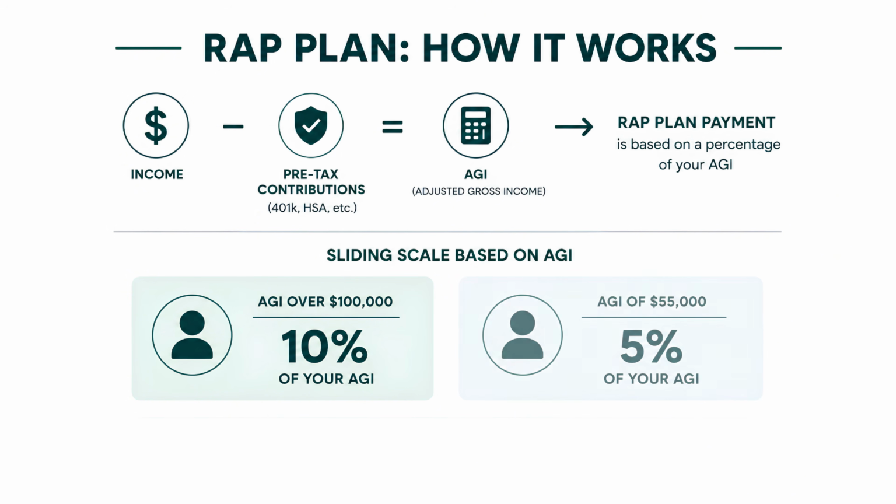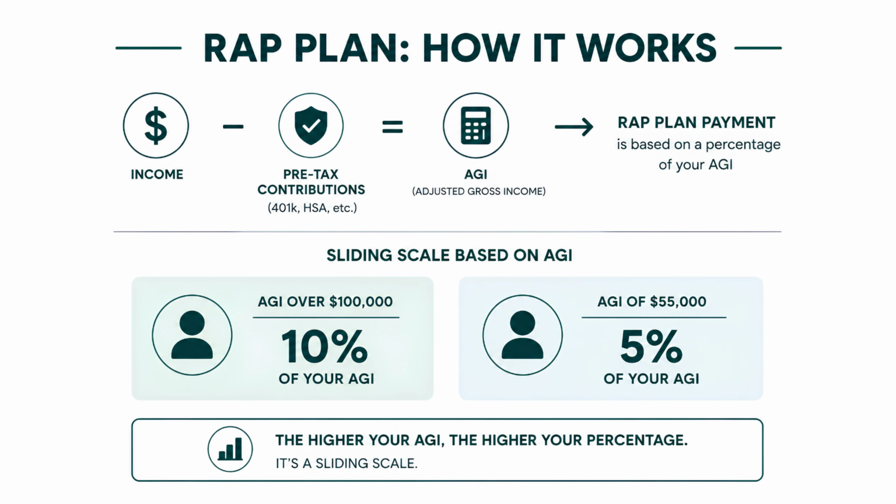Now contrast that with somebody with an AGI, we'll say of $55,000. They're paying 5% of their AGI. So it's a sliding scale based off of how high your AGI is. Now, for a lot of healthcare professionals, you're going to hit that 100K mark and be paying 10% of adjusted gross income. Now, Kristen, you brought up a good point of how does this differ from the other income-driven repayment plans that have been around for a while?